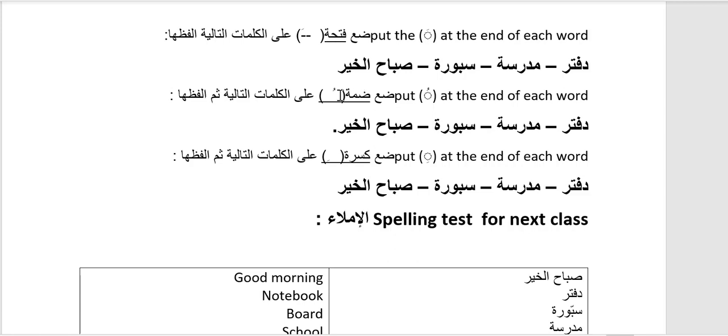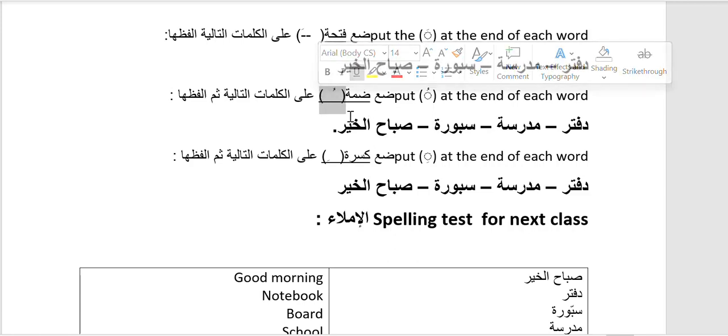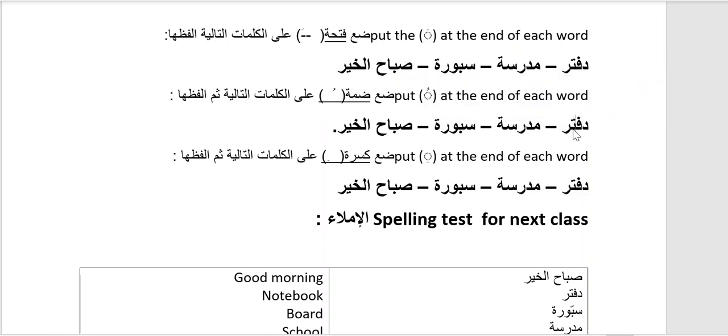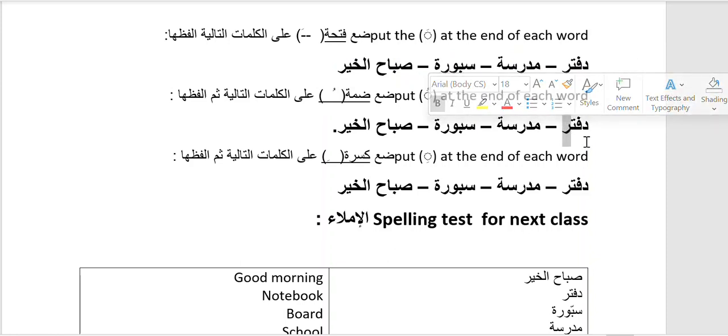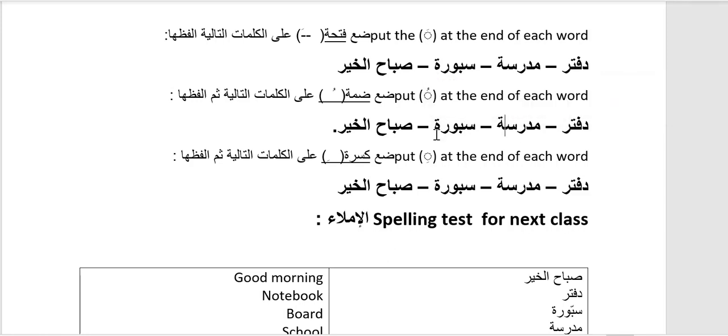Now this one we call damma, and the damma sound is like u. It's a short vowel. If we put it at the end of this letter, it will be daftaru, madrasatu, saburatu, sabahu, al-khayru.